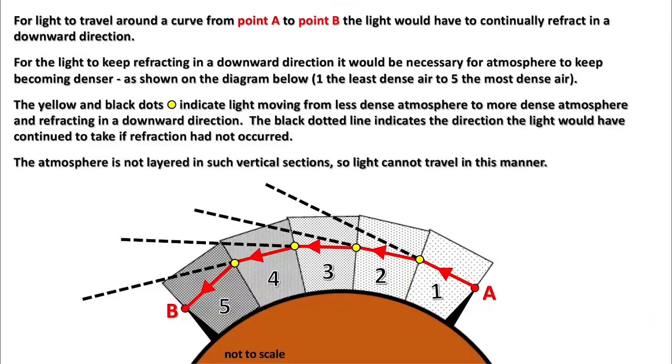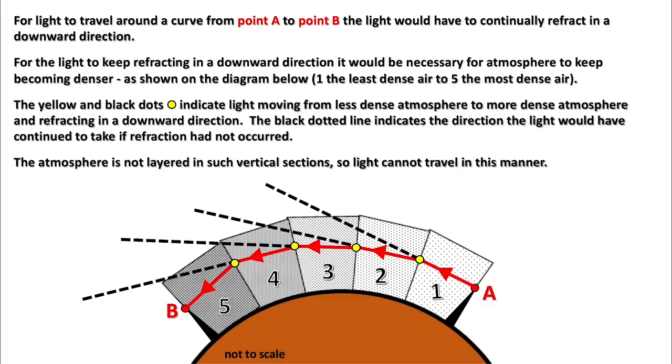For light to travel around a curve from point A to point B, the light would have to continually refract in a downward direction. For the light to keep refracting in a downward direction, it would be necessary for the atmosphere to keep becoming denser, as shown in the diagram below. 1, the least dense air, to 5, the most dense air.